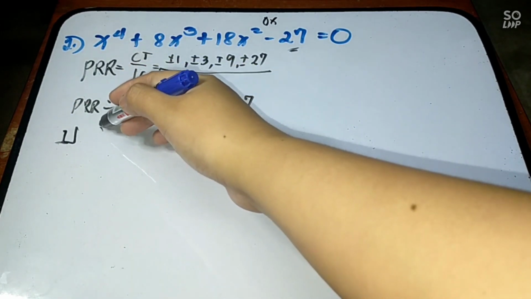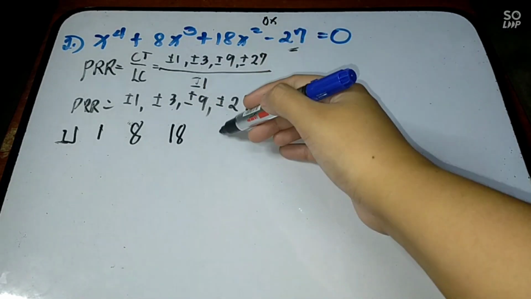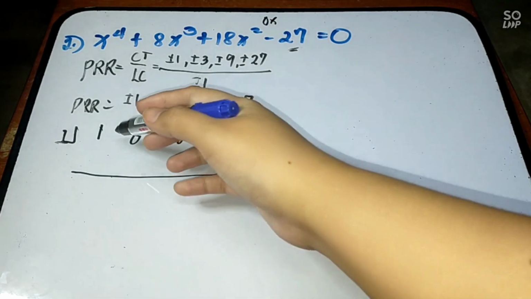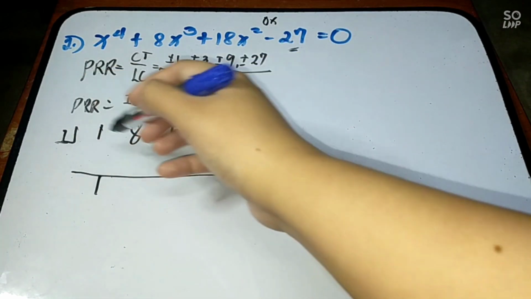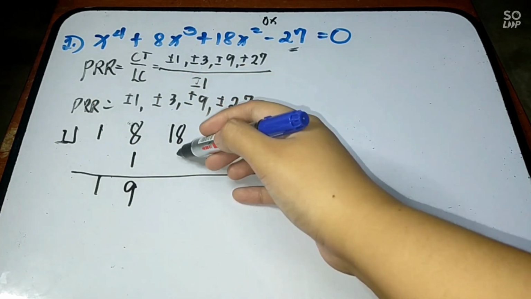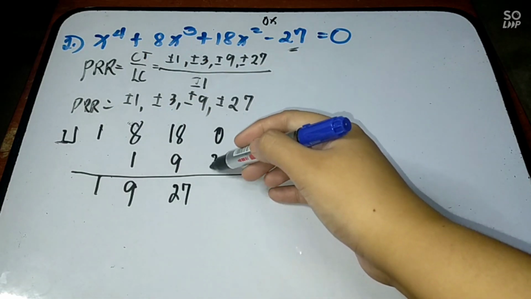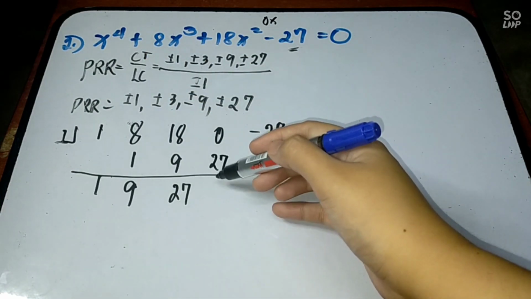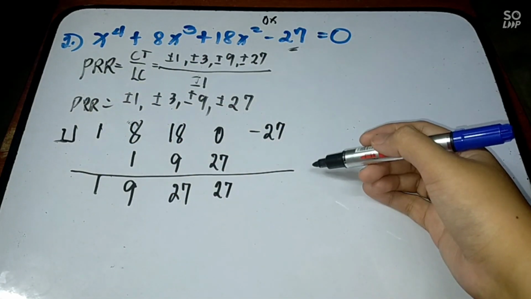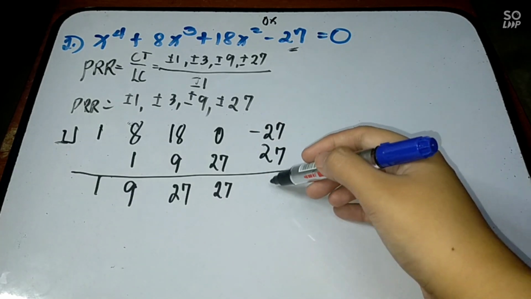So, we have here numerical 1, 8, 18, 0, and negative 27. Then, we have now, bring down 1. Then, 1 times 1, the answer is 1. 8 plus 1, the answer is 9. 9 times 1, the answer is 9. Just add, the answer is 27. Times 1, the answer here is 27. 0 plus 27, the answer is 27. 27 times 1, the answer is 27. Then, negative 27 plus 27, the answer is 0.